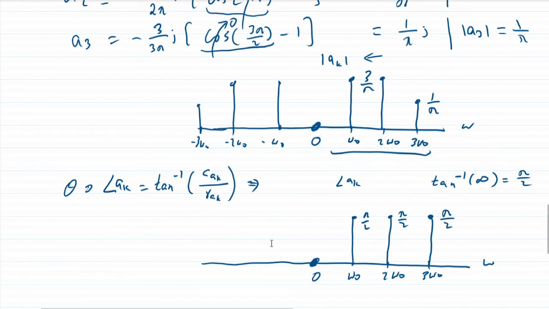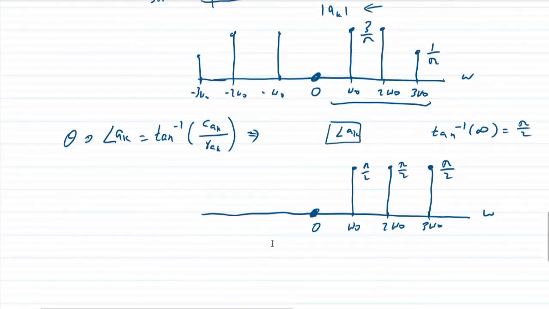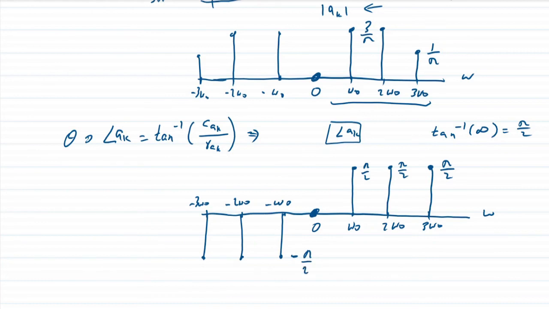Moreover, this phase plot is an odd function, so hence at minus omega naught, minus 2 omega naught, minus 3 omega naught, for these values we have a phase of minus pi by 2. So hence we have the phase plot and the magnitude plot.